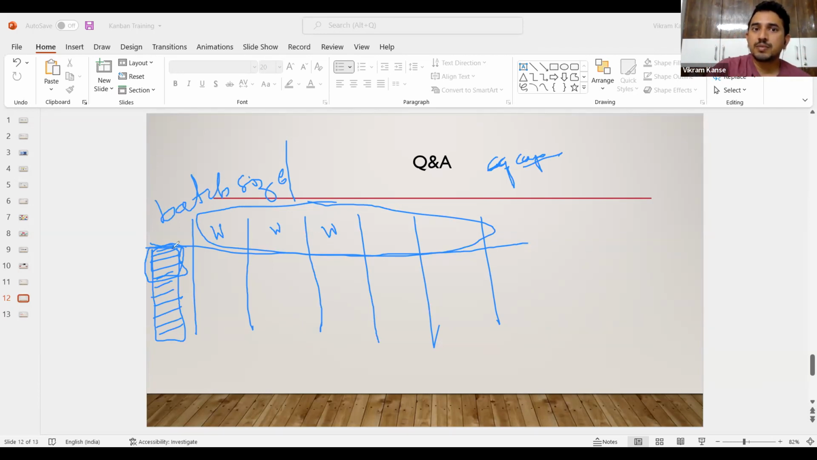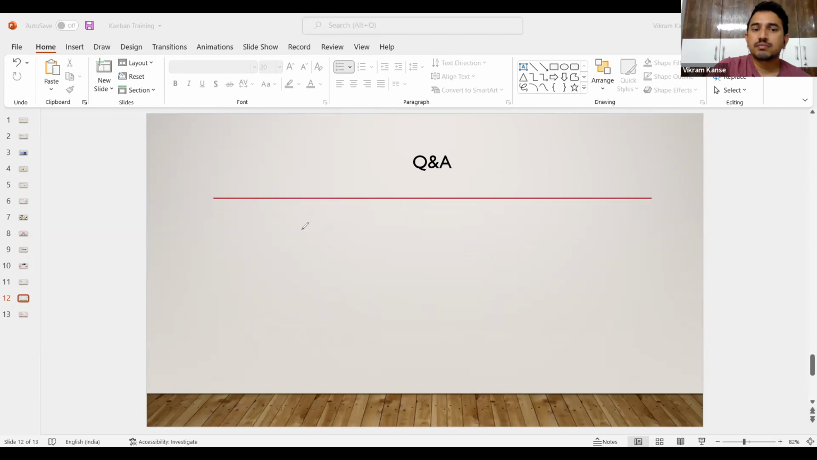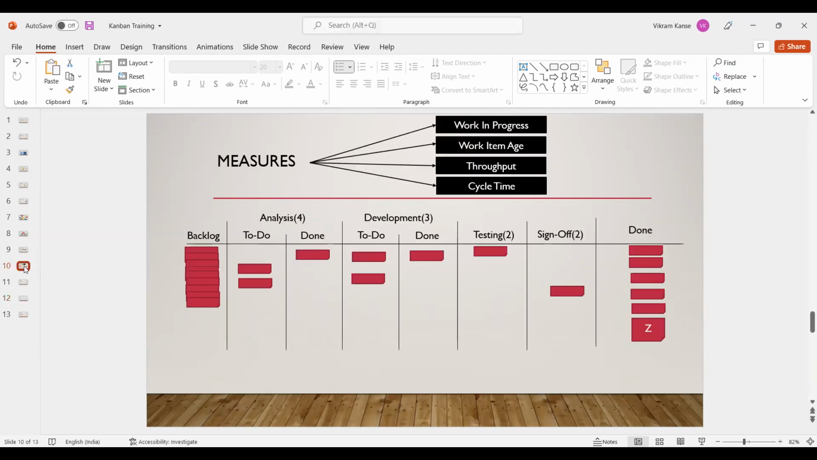Does it help? I mean, whoever has asked the question. Can you clarify the WIP limits, please? Okay, so let me go. Can I take a stab at this, Vikram, while you're doing that?